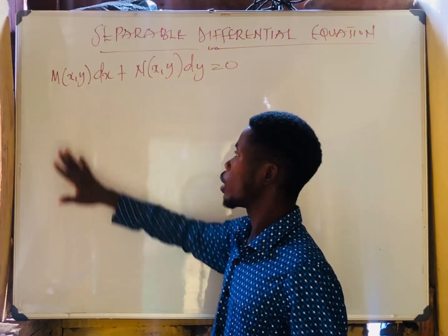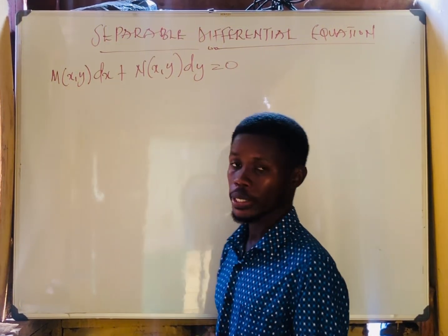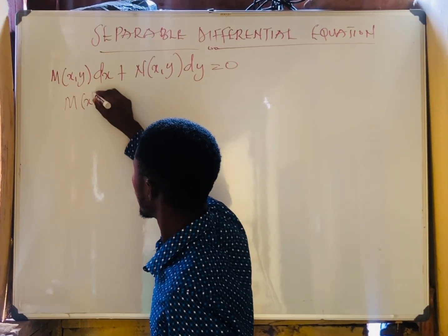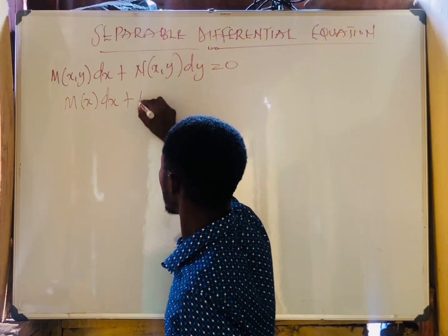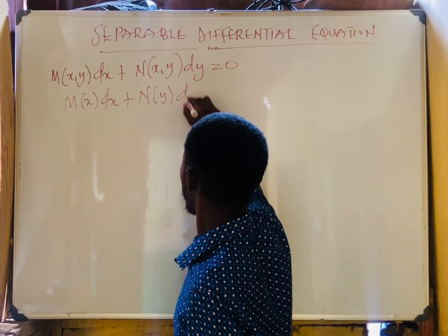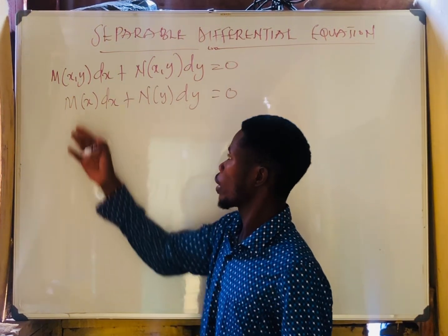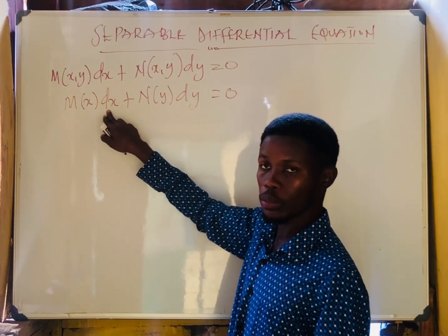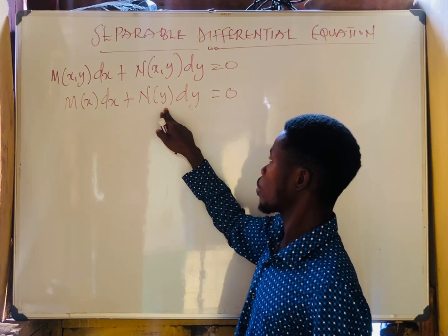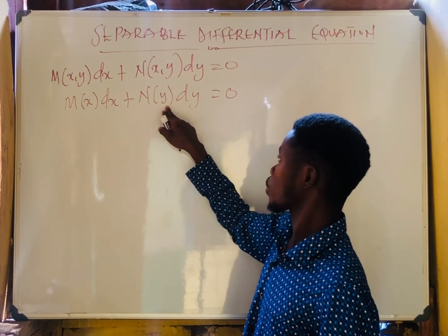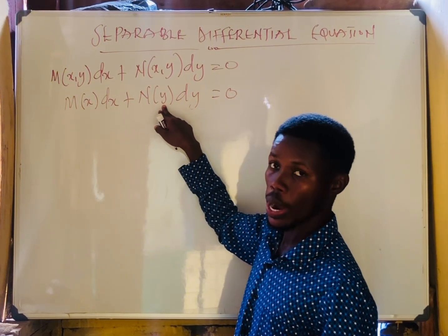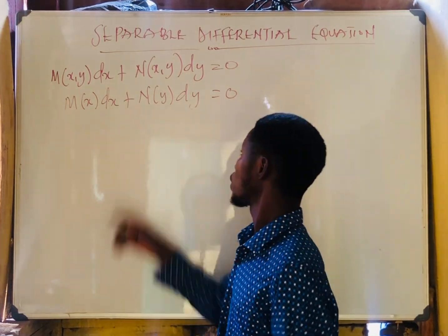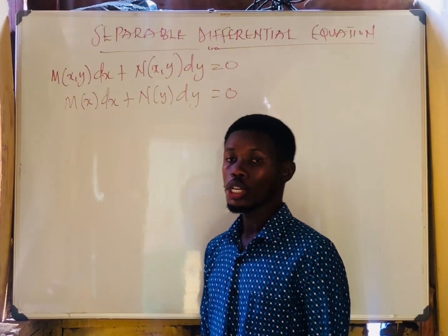So how can you do it? It can only be separable when we have it in terms of M, in terms of this. Now when you have something like this, you can see that we have separated it, because this one is a function of x and it's multiplying dx. At the same time, N in terms of y is a function of y, and it's also multiplying what? dy equals 0. So this one is separable.